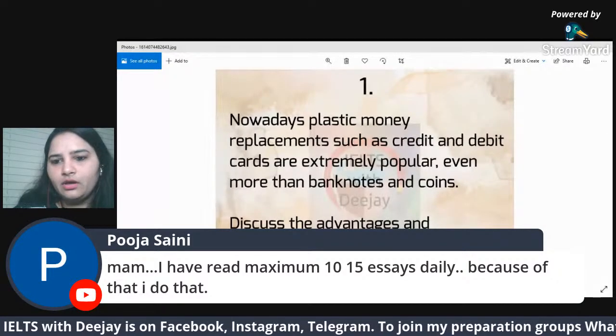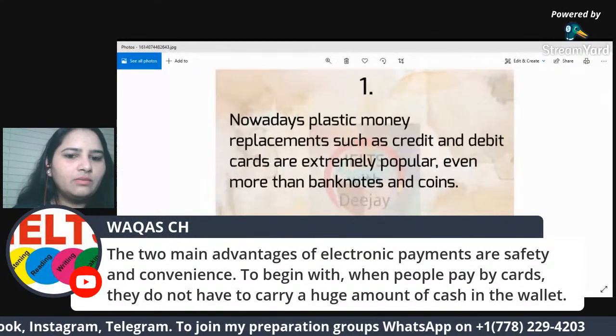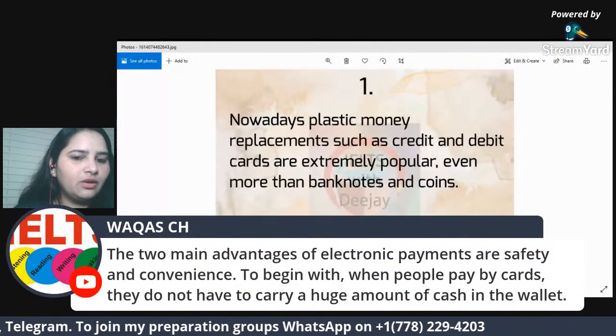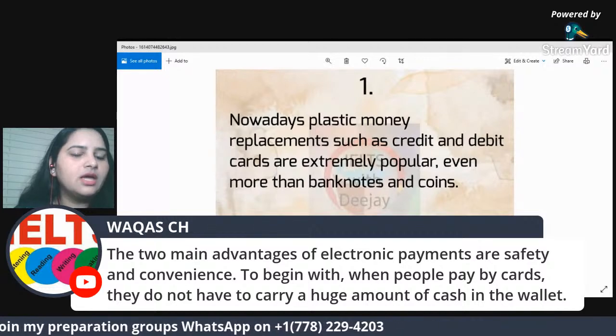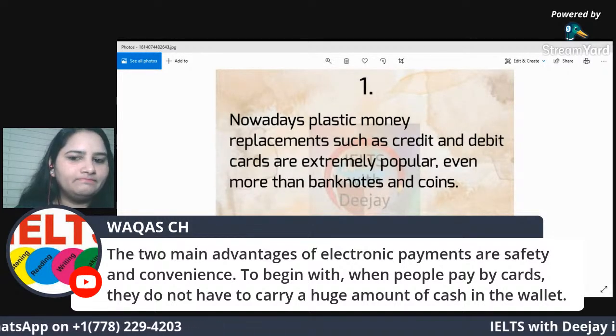Okay. The two main advantages of electronic payment are safety and convenience. To begin with, when people pay by cards, they do not have to carry a huge amount of cash in the wallet. Yes.